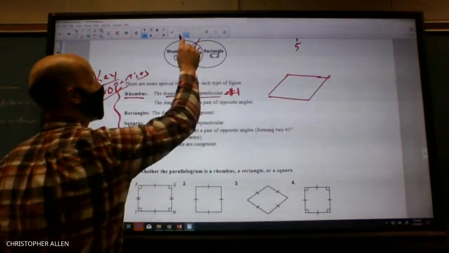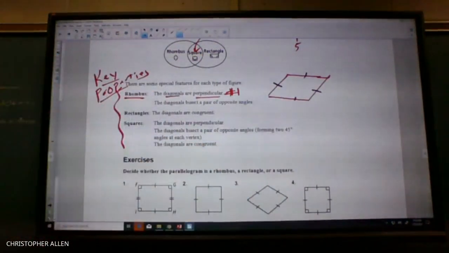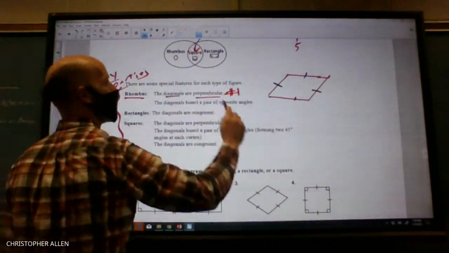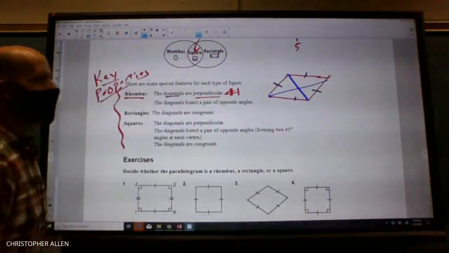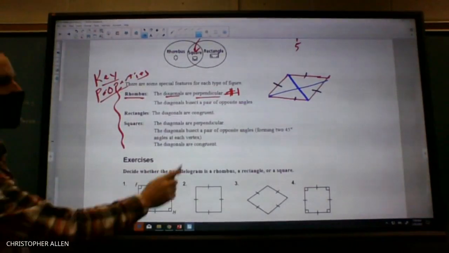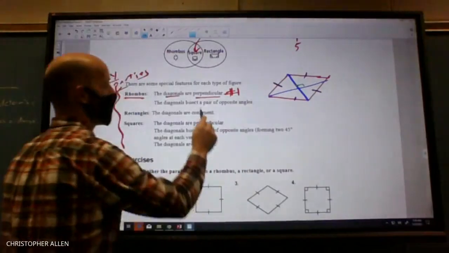And just to make sure you know it's a rhombus, I'm going to mark those sides all congruent. So here's what this one is saying. It's telling us that the diagonals, that's what those blue lines are, those are the diagonals. If that is a rhombus, those diagonals have to be perpendicular.